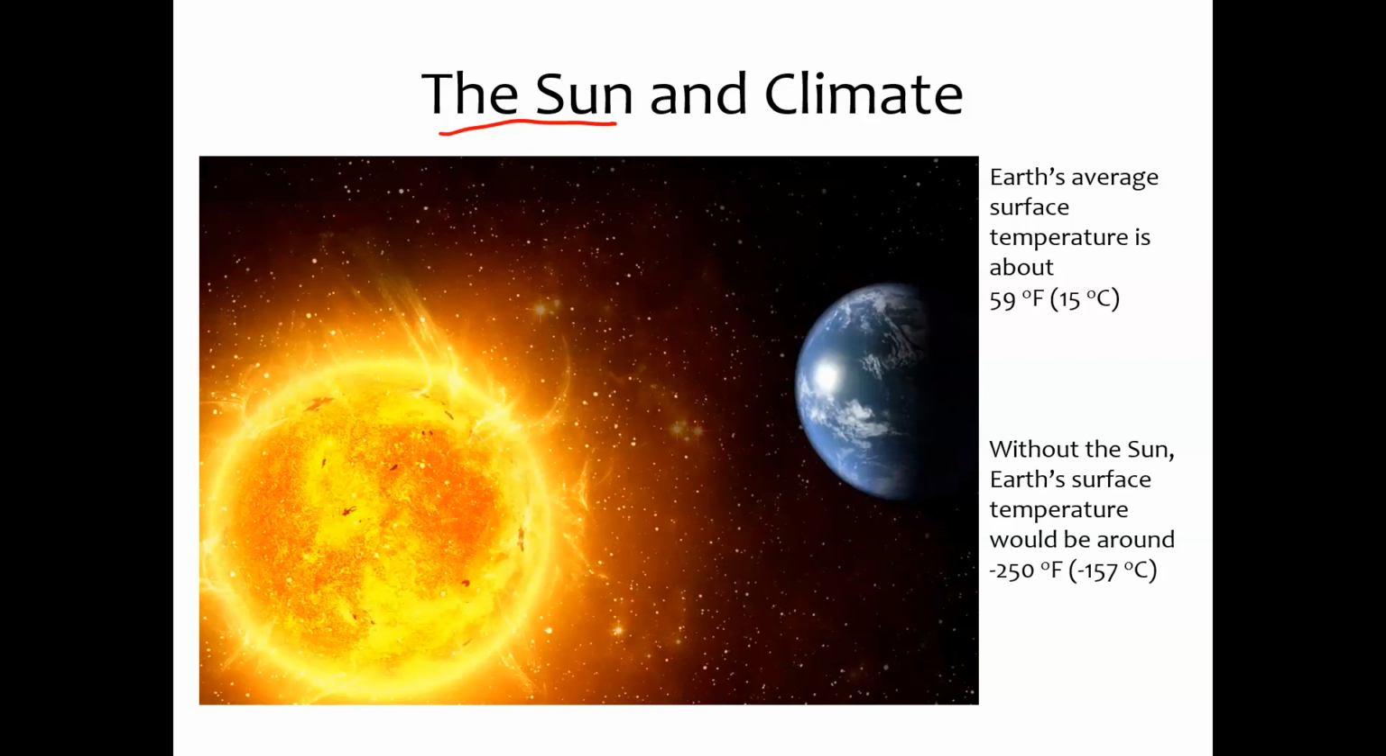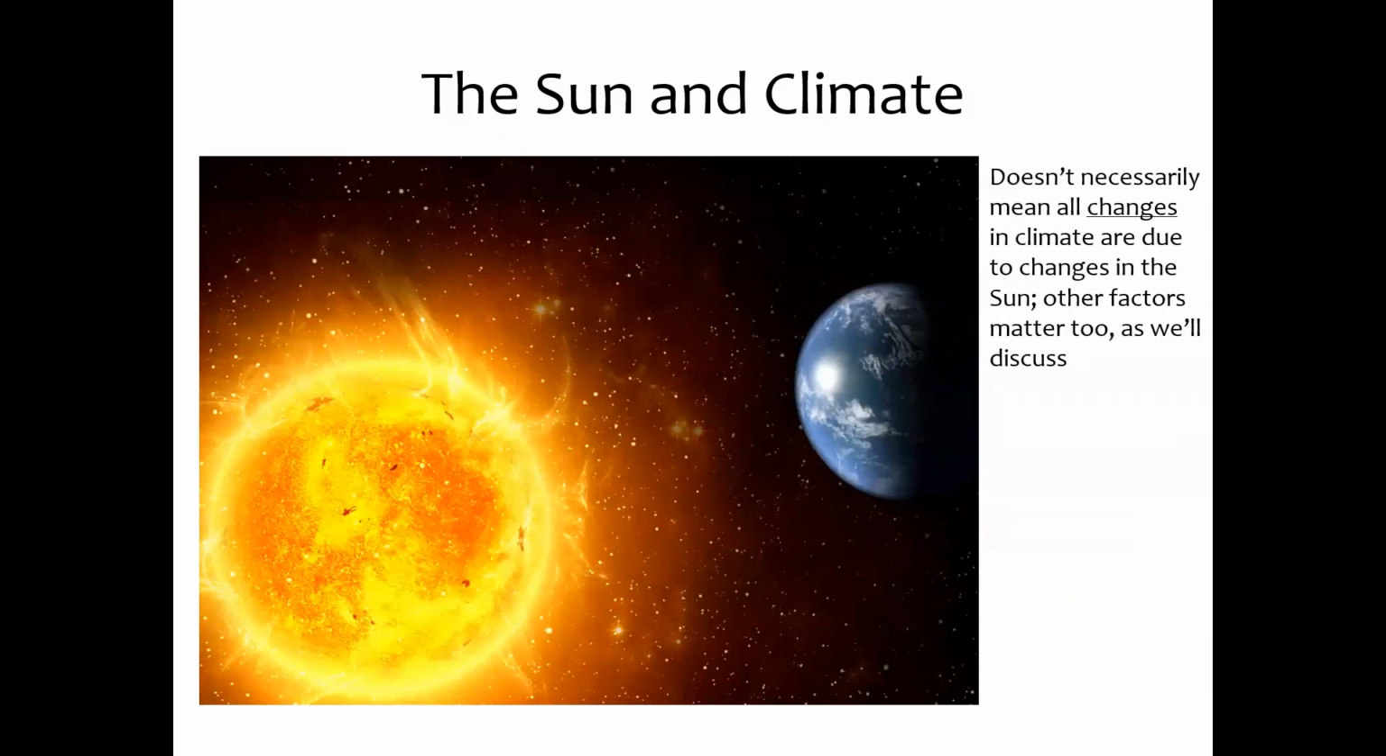I'll note that Earth's average surface temperature today is about 15 Celsius or 59 Fahrenheit, right? Cooler than room temperature, but say a nice spring day for us, perhaps. Without the sun's presence at all, if it were eternally night everywhere on Earth, Earth's surface temperature would be a whole heck of a lot colder than that. It would be about minus 250 Fahrenheit or minus 157 Celsius. So clearly the sun is having a very large impact because the majority of the temperature on Earth's surface is controlled by the sun.